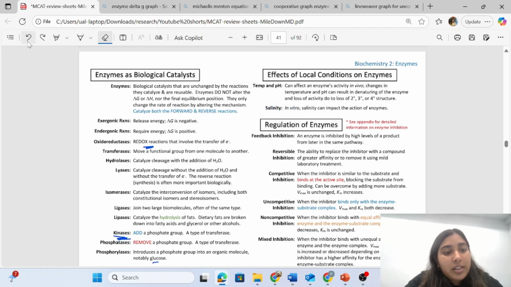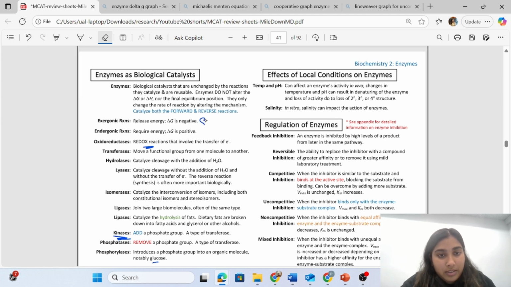So what are exergonic reactions? Exergonic reactions release energy. That means your delta G is negative, or spontaneous. Endergonic reactions require energy. That means your delta G is positive and the reaction is non-spontaneous. It needs energy. A spontaneous process just happens on its own. It does not need any external support.